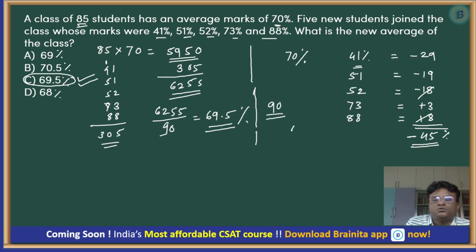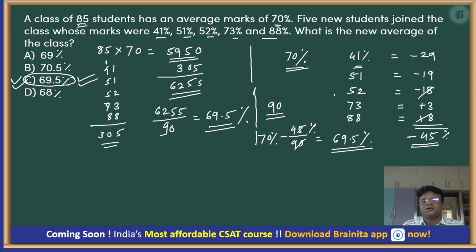So for every student it would be basically 45 by 90%, and because it is minus, right, from the overall average this will be reduced. So this is nothing but half percent, so this is 69.5. Okay, I hope you got this.